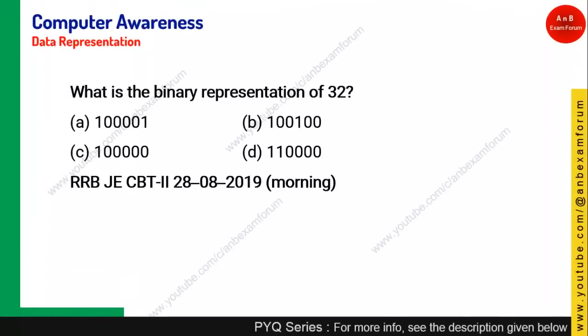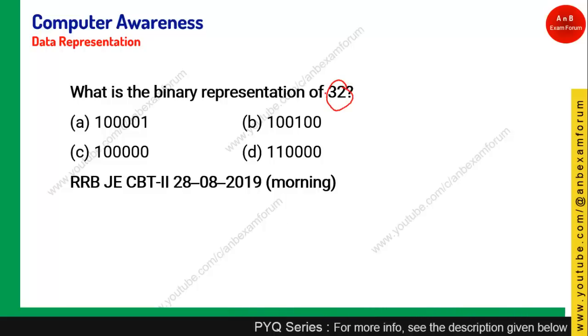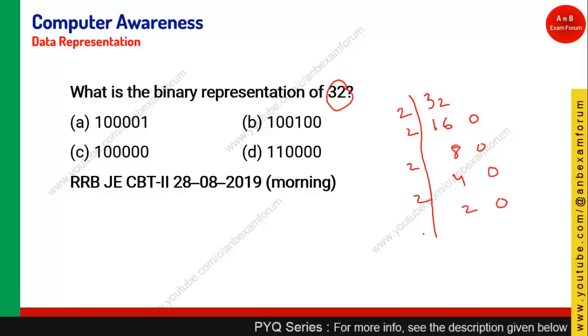I think this is the last question for today's session. What is the binary representation of 32? So 32 is a decimal, and we know that in order to convert decimal to binary we need to divide. So just divide it by 2. 2 ones are 2, 2 sixes are 12, remainder 0. 2 eights are 16, remainder 0. 2 fours are 8, remainder 0. 2 twos are 4, remainder 0. 2 ones are 2, remainder 0. Just reverse it back: 1 followed by 5 zeros. So option C should be the correct answer.